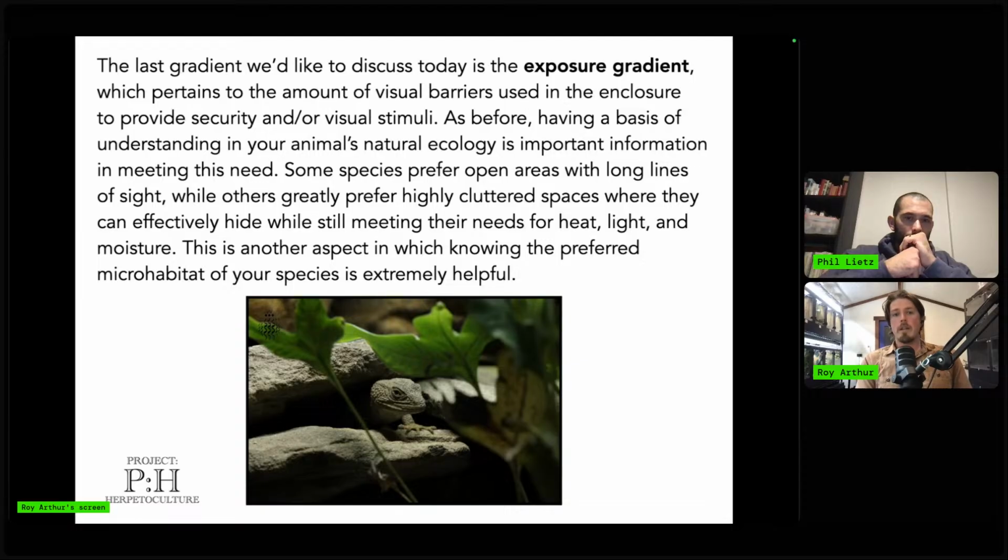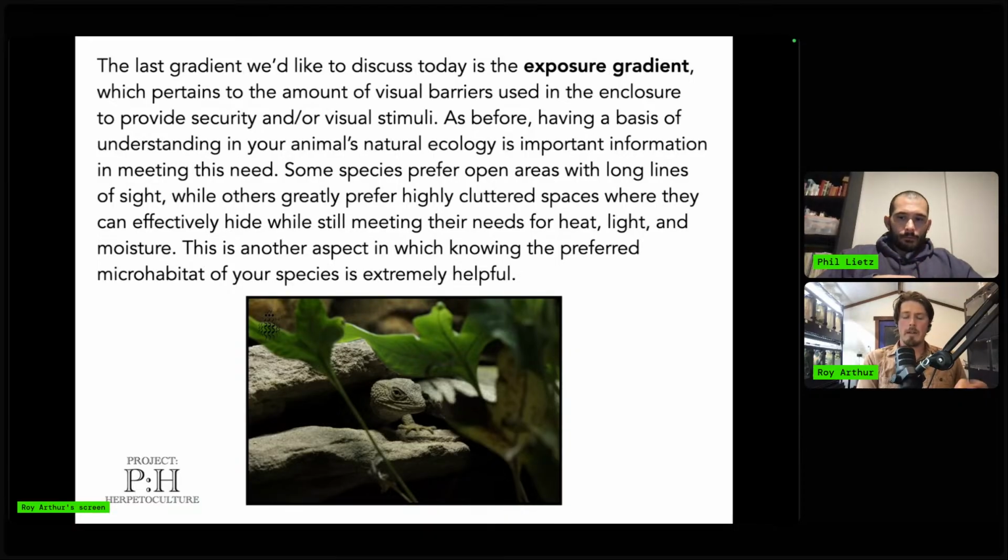So, moving on, the last gradient we'd like to discuss today is the exposure gradient, which pertains to the amount of visual barriers used in the enclosure to provide security and or visual stimuli. As before, having a basis of understanding in your animal's natural ecology is important information in meeting this need. Some species prefer open areas with long lines of sight, while others greatly prefer highly cluttered spaces where they can effectively hide while still meeting their needs for heat, light, and moisture. This is another aspect in which knowing the preferred microhabitat of your species is extremely helpful.